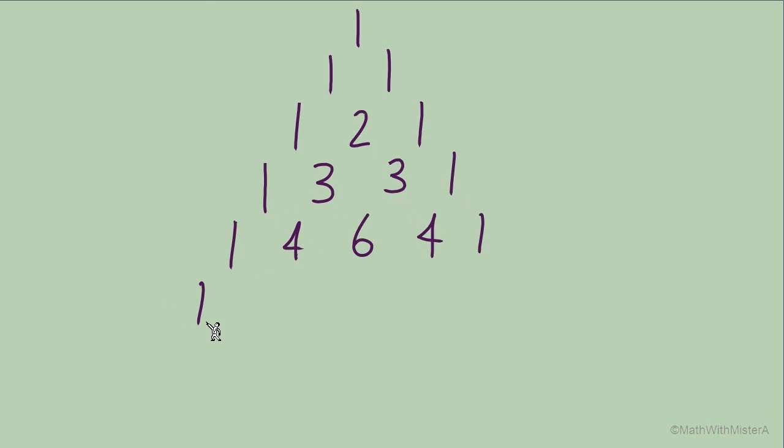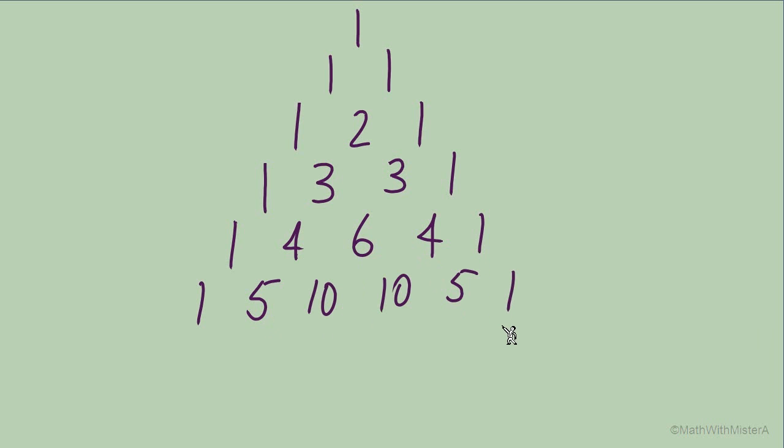Next row starts with a 1. Next number is below a 1 plus 4, so we have the 5. Next, below 4 plus 6 equals 10. Then another 6 plus 4 equals 10. Then a 4 plus 1 is 5. And end that row with another 1.